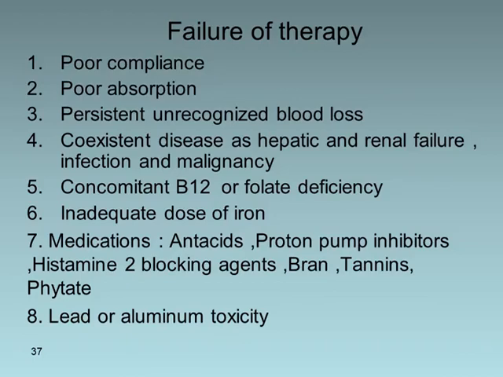Sometimes we give iron to the child, but we notice that there is failure of therapy. This may be due either to poor compliance, meaning the child is not taking the medication, poor absorption, meaning there is malabsorption syndrome, persistent unrecognized blood loss anywhere, coexistent disease such as hepatic and renal failure, infection and malignancy, concomitant B12 or folate deficiency, and inadequate dose of iron.